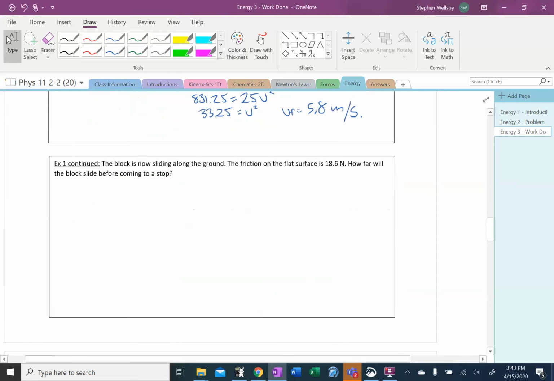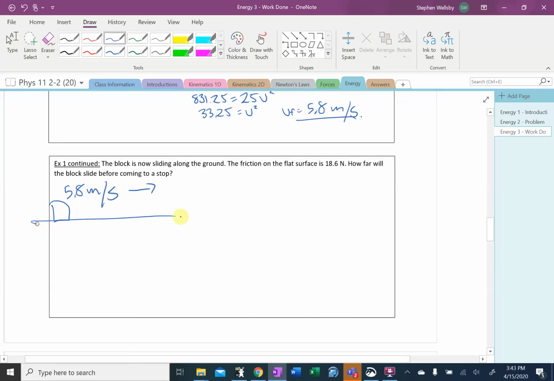This one here might help you with this week's quiz. Hint, hint. Okay. The block is now sliding on the ground, so we know we're continuing from here. It's moving at 5.8 meters per second in this direction here. That's what my block is doing.